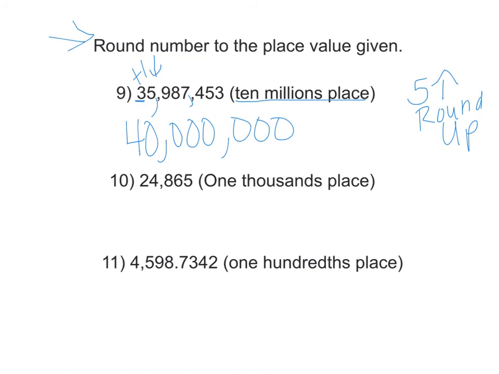Number 10. Okay, 24,865. And I have to round to the 1,000ths place. So first I have to find that. Well, I know my comma means 1,000. And in my 1,000ths place is my 4. That means I have to look at my 8. So once again, 8 is 5 or bigger, so that is going to make me round up. So this 4 is going to become 1 more, and I'm going to have 25,000.